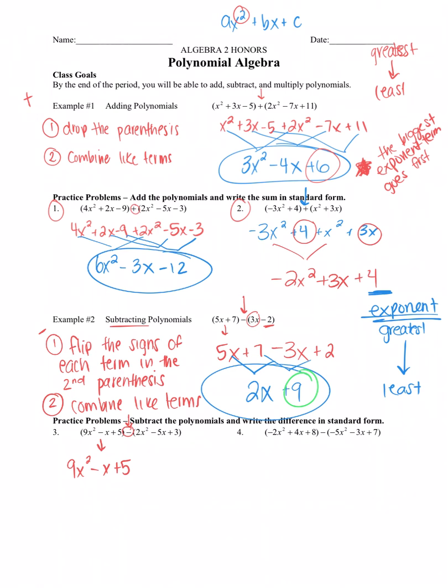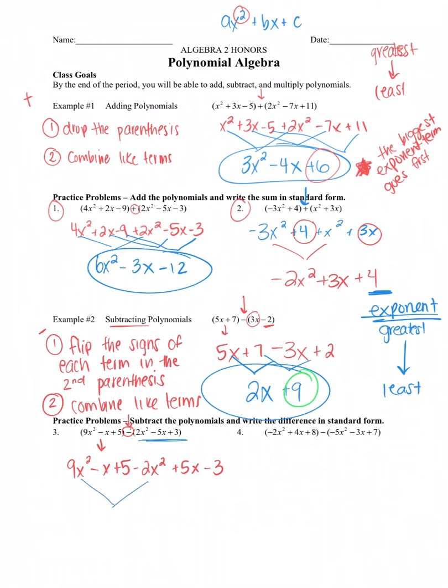Now I need to go to the second parenthesis and flip my signs. So I had a positive 2x squared, so now I have a negative 2x squared. I had a negative 5x, so now I have a positive 5x. I had a positive 3, so now I have a negative 3. And then you're just going to combine your like terms.